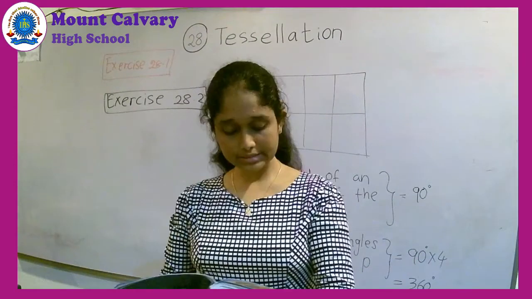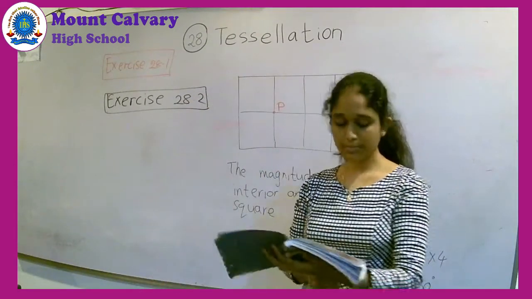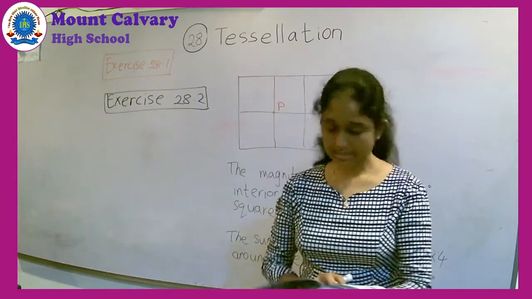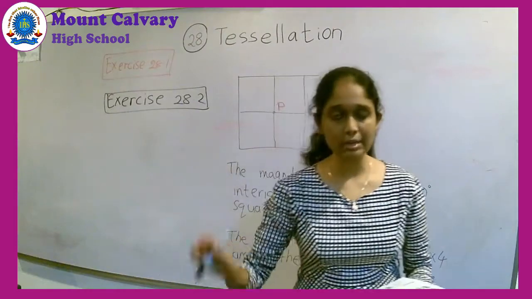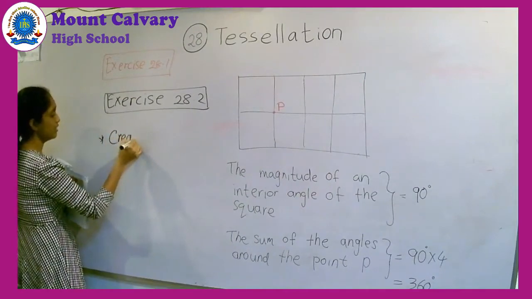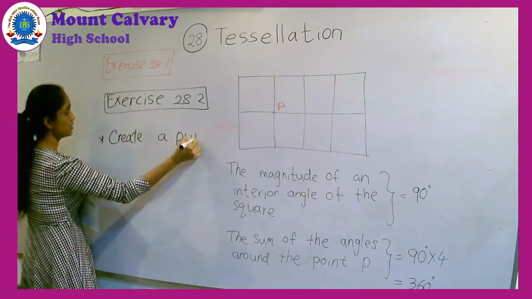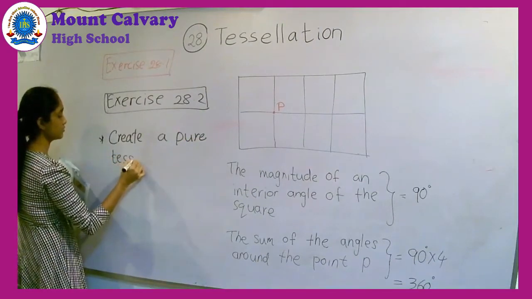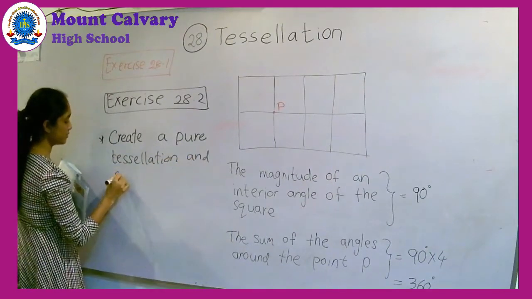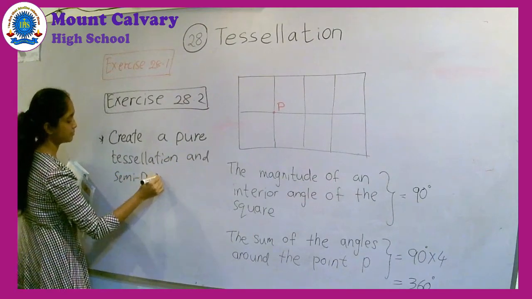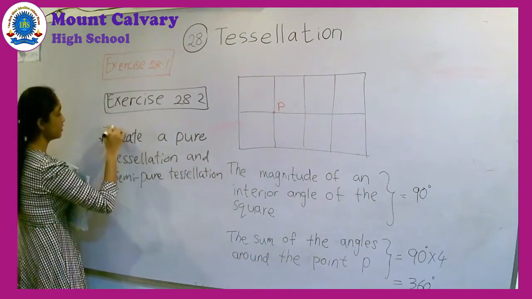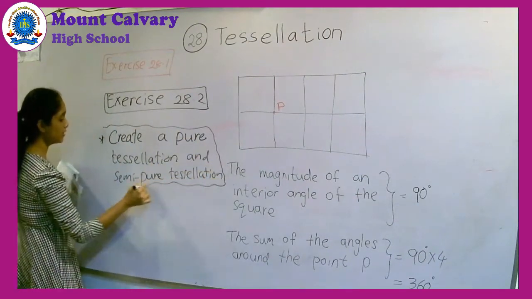Create a semi-pure tessellation using 2 or more shapes that you like and paste it in your exercise book. Create tessellations with each of the following shapes. So as a homework, children, please create a pure tessellation and a semi-pure tessellation. This is another homework.